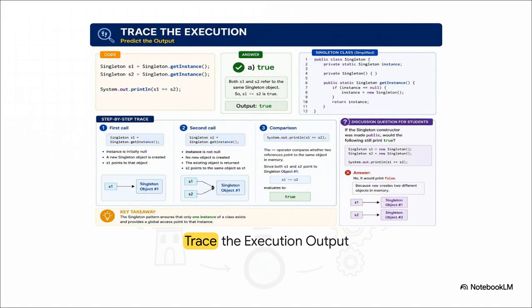And here is the proof. If we ask for singleton S1, and then on the very next line ask for singleton S2, what actually happens in memory? Well, if we check if S1 equals S2 using the double equals operator, it evaluates to true. Remember, in Java, double equals checks if 2 references point to the exact same memory location. Because that second call just handed back the first object, S1 and S2 are identical twins. They are pointing to the exact same spot in memory.